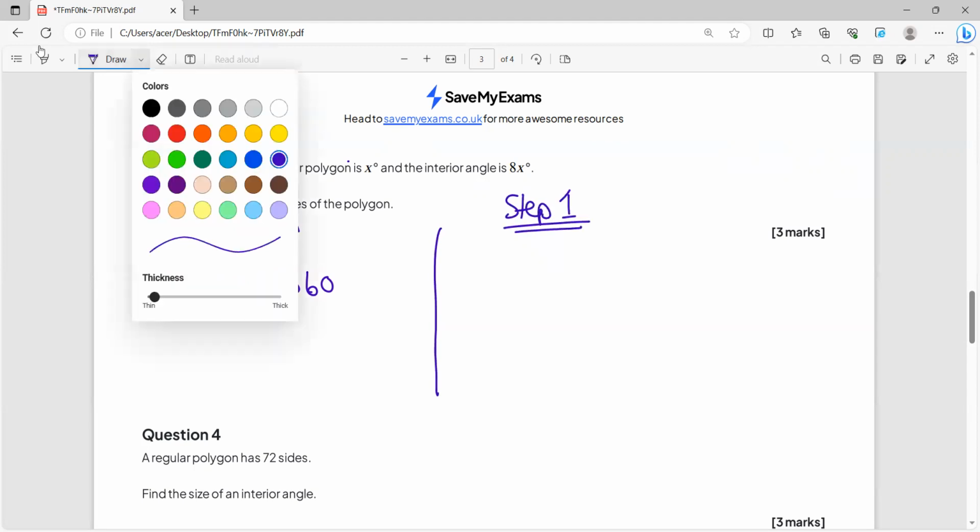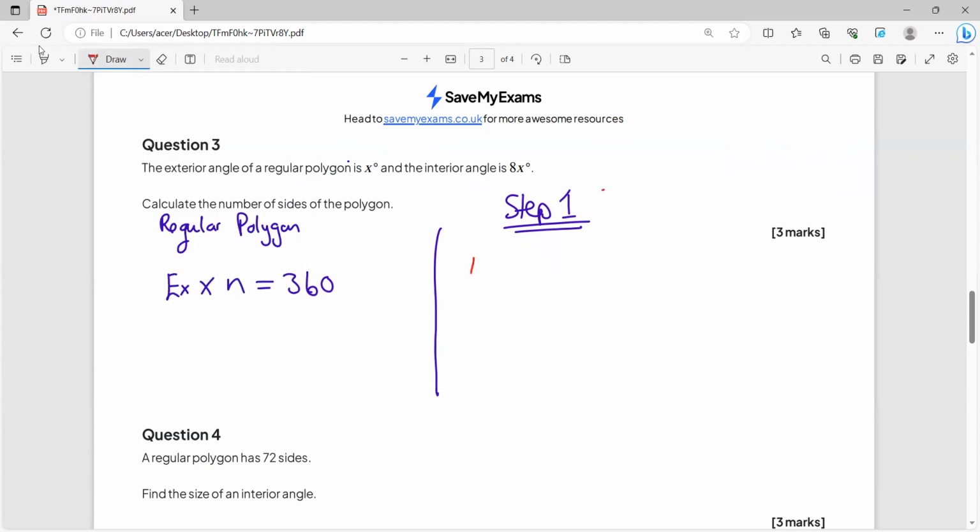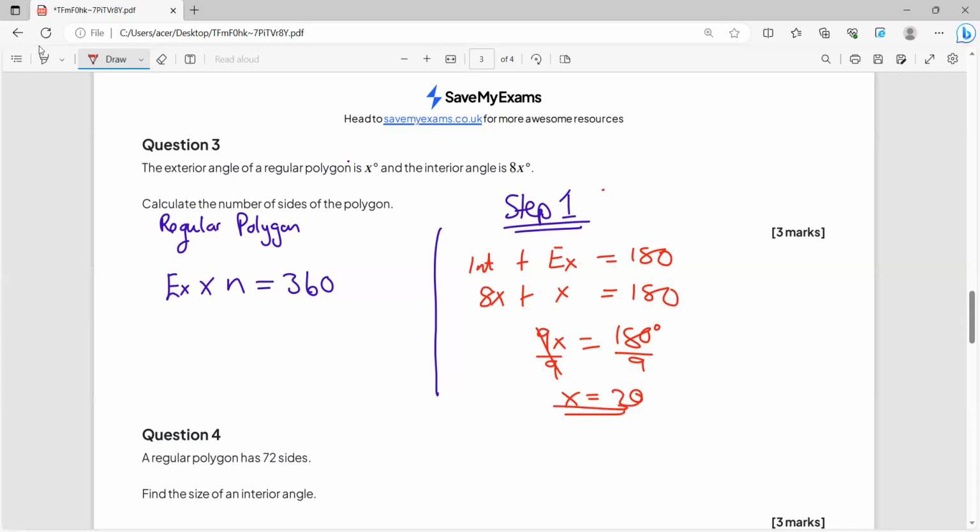Using the first law that I introduced earlier on to say that interior plus exterior angle will give you 180, which means our interior angle 8x plus our exterior angle x must give us 180. Now we're gonna get 9x equals 180 degrees. Therefore, we get our x by dividing by 9 both sides. So x is gonna be 20. So the value of x is 20 degrees.